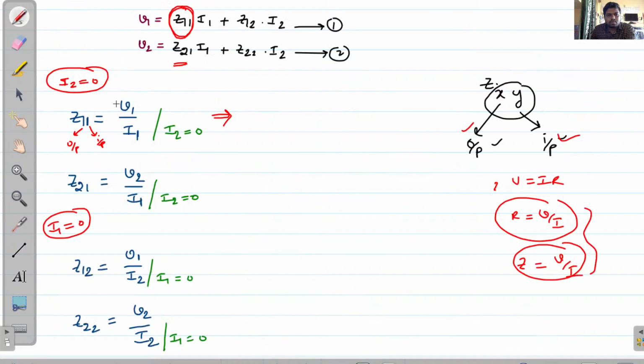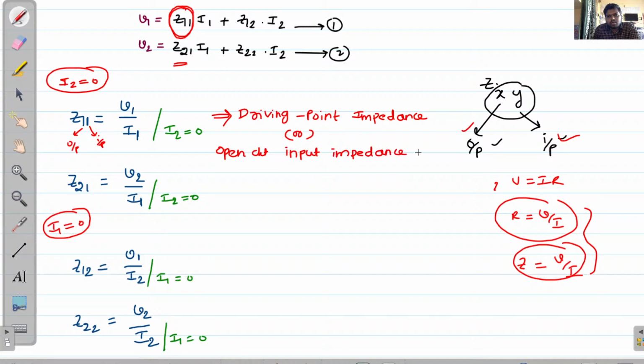So that's why we can call this entire Z11 a driving point impedance. Otherwise we can call it open circuit input impedance. So that is the meaning of Z11.